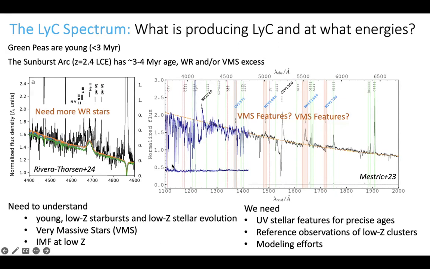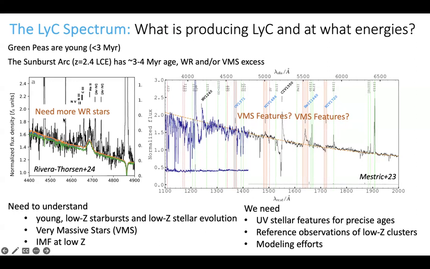I was going to say something, but I don't remember. Yeah, I remember now. So these have been proposed to be VMS features, and these Wolf-Rayet features. Rivera-Thorsen, in this paper, notes that these are closely connected in that VMS stars can evolve into a Wolf-Rayet phase. So these may be sort of the same type of star, but for whatever reason, the models are not producing the strength of these features that's actually seen in the spectrum.